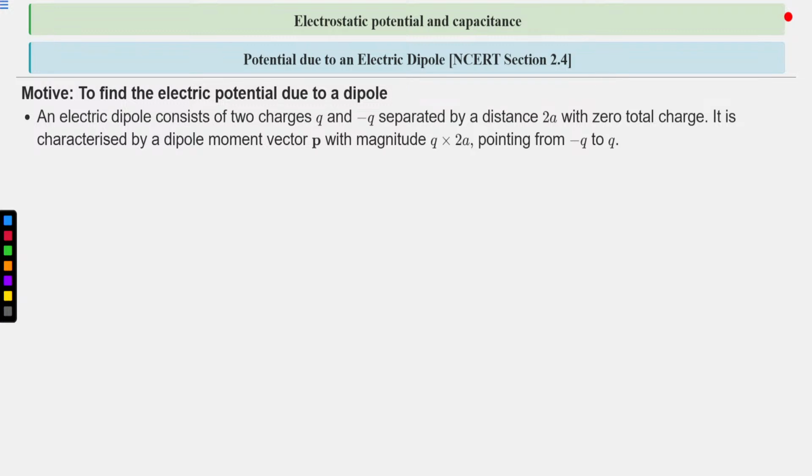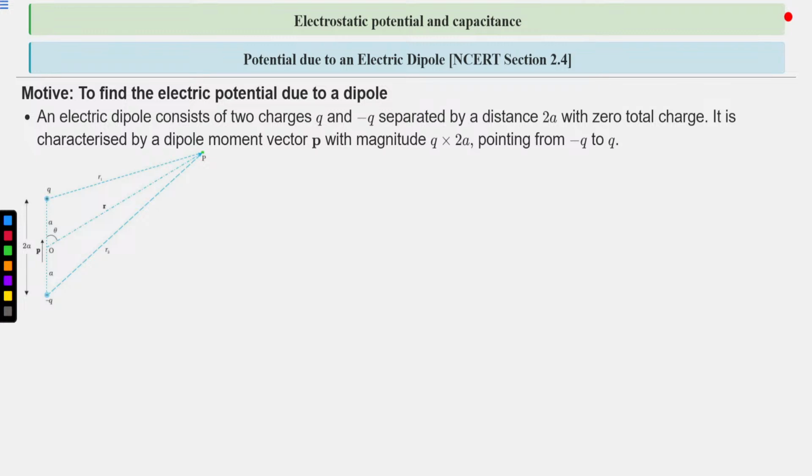An electric dipole consists of two charges, as we already know, plus Q and minus Q, separated by distance 2a with 0 total charge. It is characterized by a dipole moment vector P with magnitude Q into 2a, pointing from, what is the direction of dipole moment vector? From negative charge to positive charge. This is the direction of the dipole moment vector. And we have to find the electric potential at this point P due to this electric dipole moment.